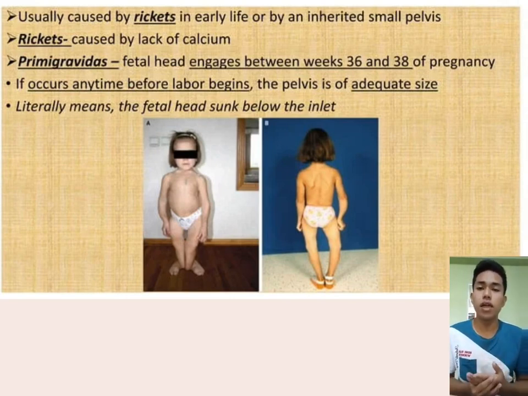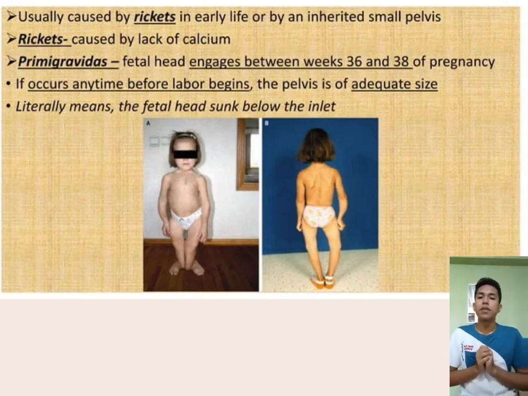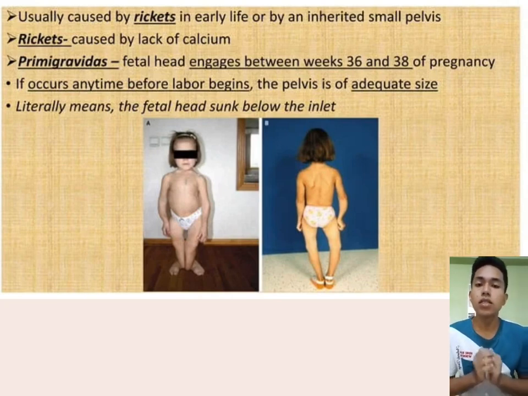The softened and weakened bones are more prone to deformities as they grow. Rickets can cause widening of the pelvic girdle due to the softening and deformities of the pelvic bones. This widening is a consequence of the abnormal growth patterns associated with the condition.